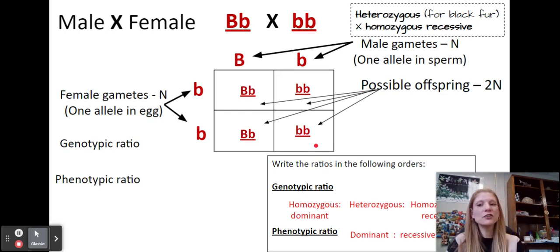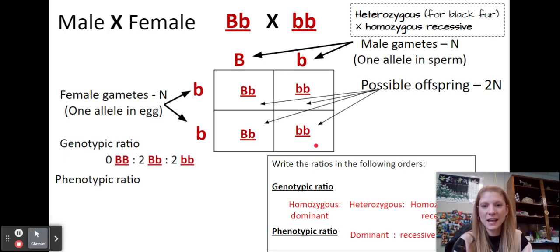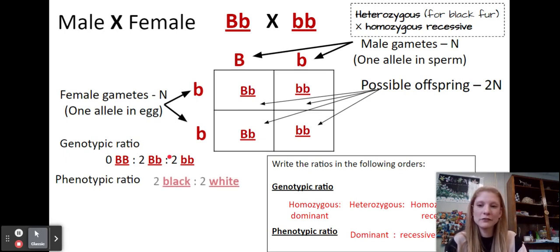However, when we write our genotypic ratio, we have to remember to include that. So our genotypic ratio is always written in the same sequence. In this case, we get 0 homozygous dominant, we get 2 heterozygous, and we get 2 of the 4 homozygous recessive. For our phenotypic ratio, we're comparing how many black fur to how many white fur. And in this case, there's 2 black fur and 2 white fur.